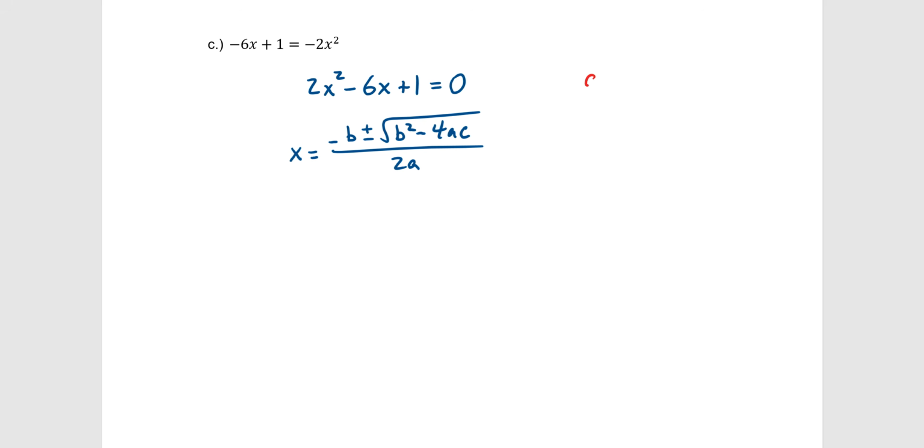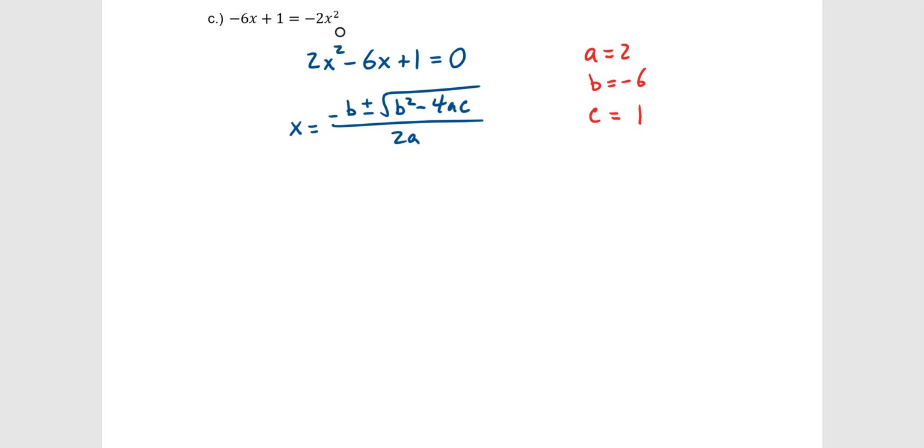We have an a value of 2, a b value of -6, and a c value of 1. Okay, so let's go ahead and plug all of these in. So we get x equals, so it's -b, so it's -6. I'm just going to write +6, plus or minus the square root of -6 squared. So notice I put parentheses around the -6 this time, minus 4 times 2 times 1. And that's going to be all divided by 2 times 2.